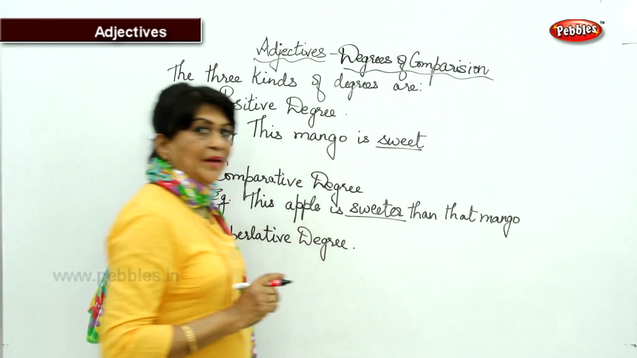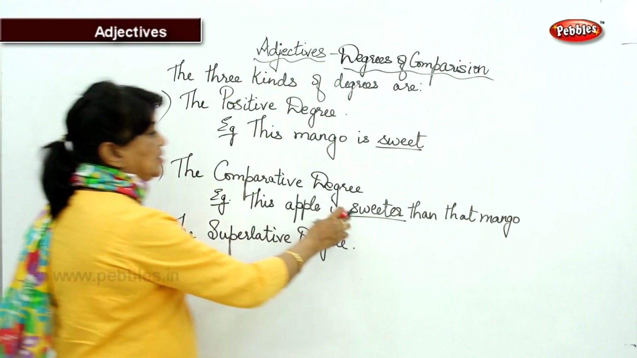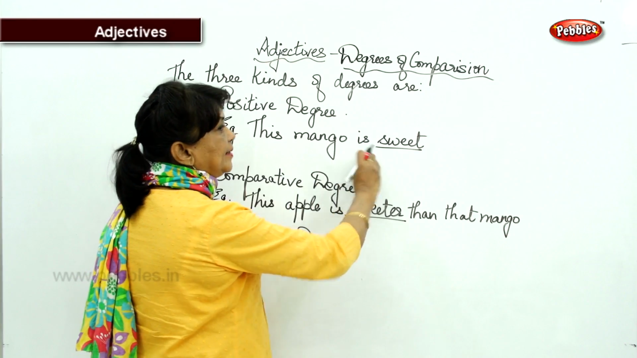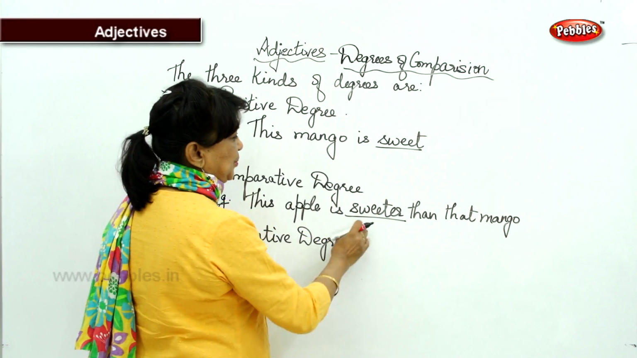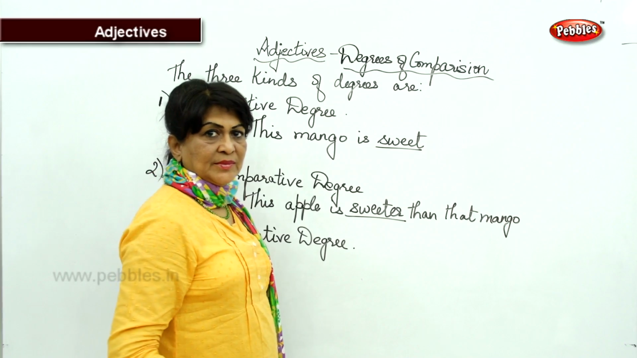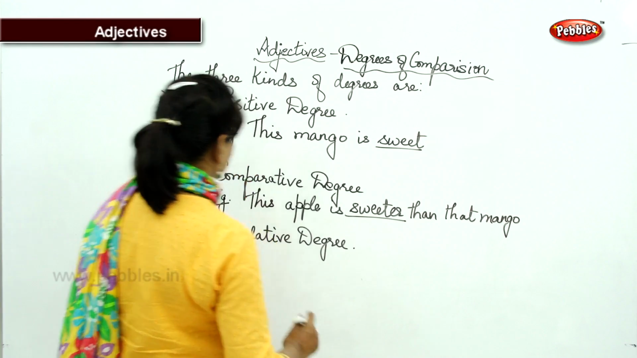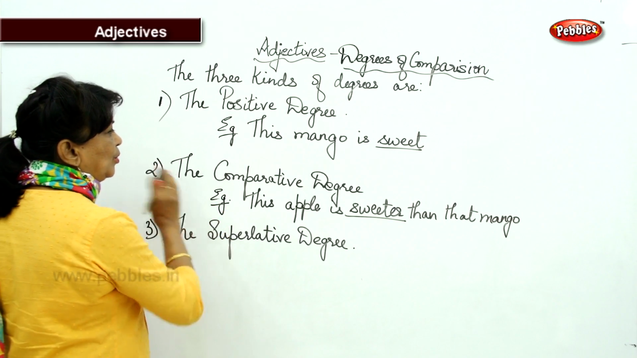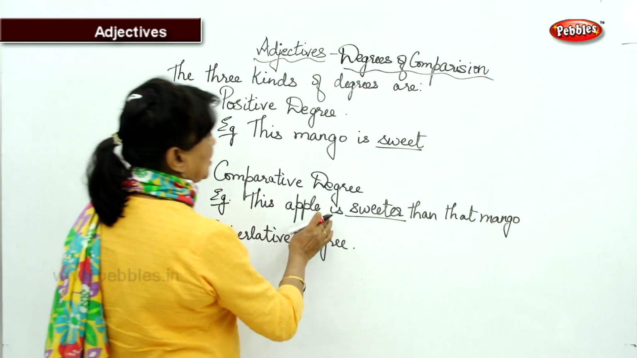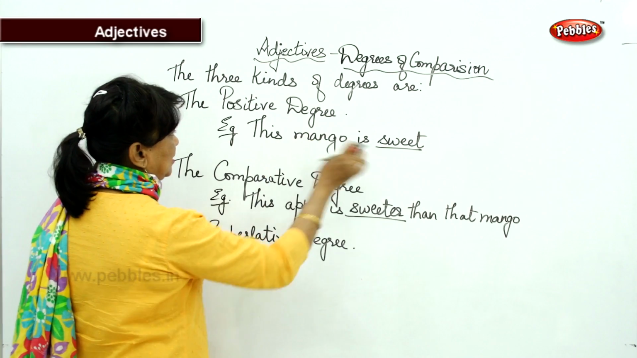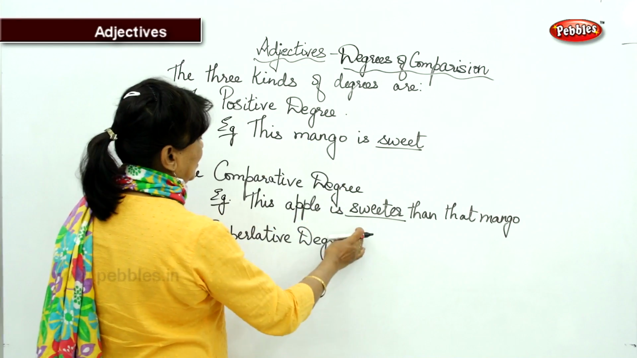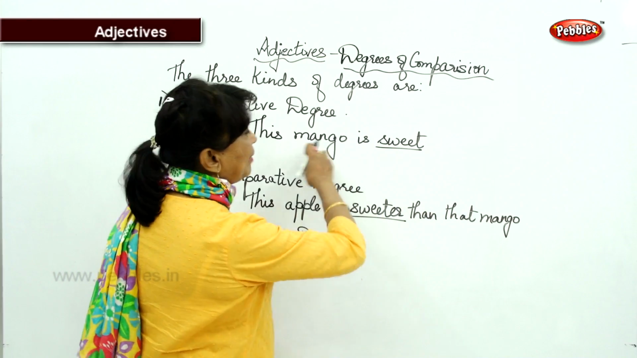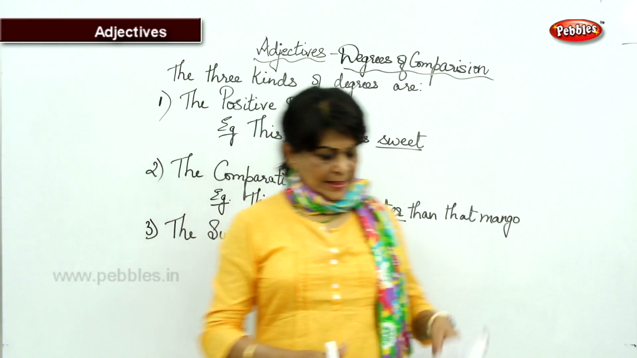Okay. Now I have used an adjective which is better than the ordinary kind, that is sweet. Sweet, sweeter. Okay, do you understand now? So you know what is positive degree and now you know what is comparative degree, because we are comparing this mango with the apple, and I say that this apple is sweeter than the mango. Okay, next one.